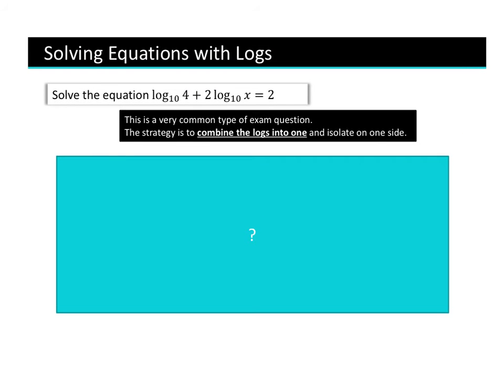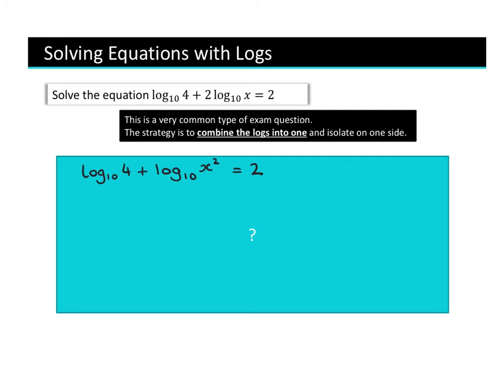Now, step 1, let's make one log using the log laws. So I am going to do this bit by bit. We know log to the base 10 of 4 is as fully simplified as it gets, so that's okay. 2 log to the base 10 of x can be simplified to log to the base 10 of x squared. And this equals 2. Okay, now again, this is still not completely simplified. We can still manipulate this.